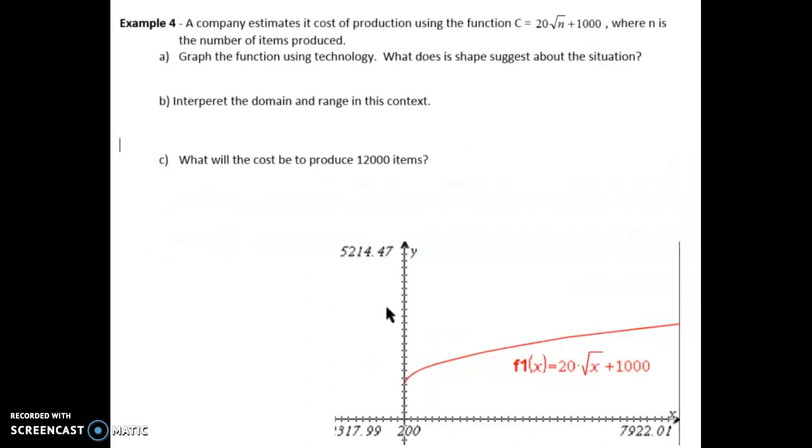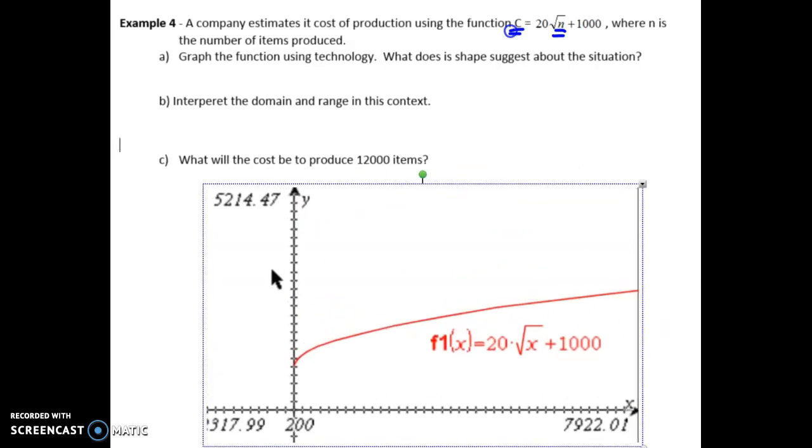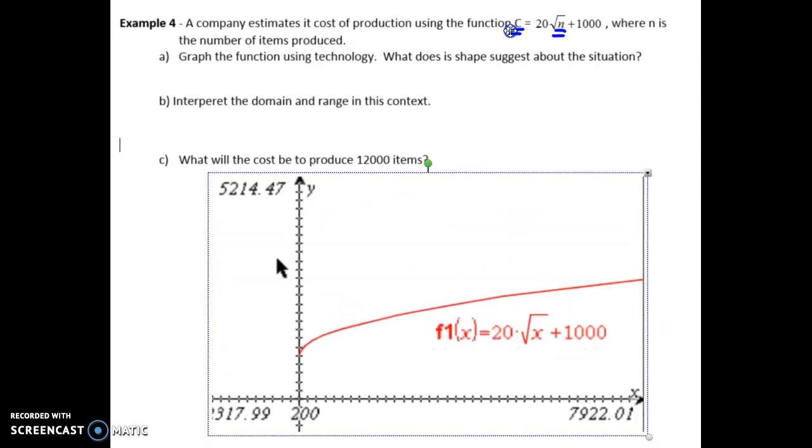Let's look then at our last example. This is a word problem. This says a company estimates its cost of production using this equation, C equals 20 root n plus 1,000, where C is the cost of production and n is the number of items produced. First it says graph using technology. I did that already. It's on here. Now if you look at the graph, let's talk about what the situation represents.